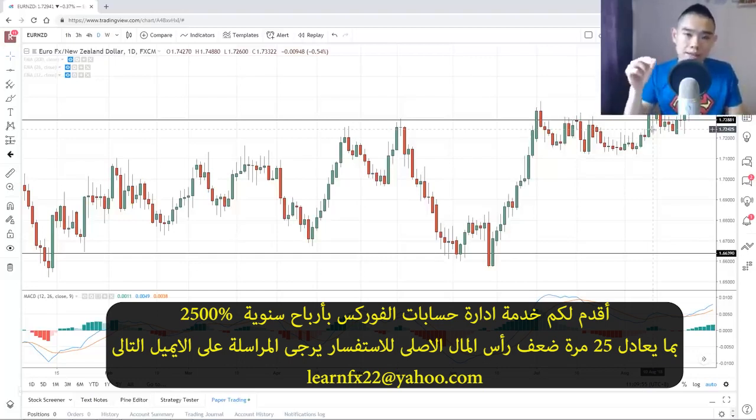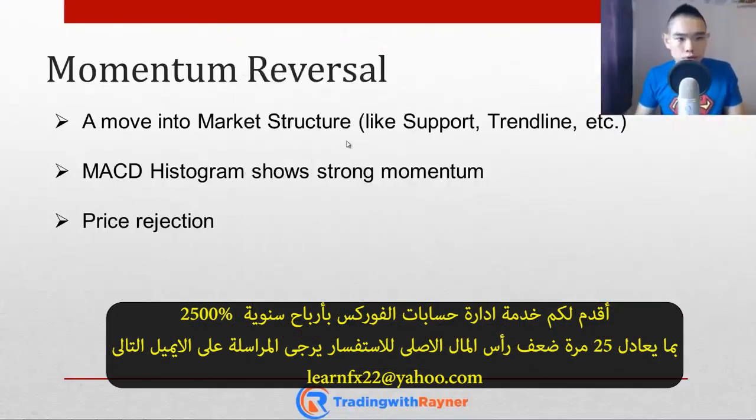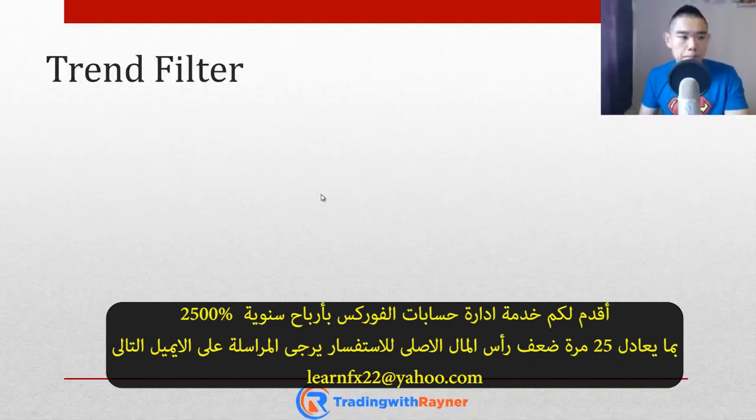But I hope you understand this concept that I'm trying to bring across. So let's move on. So again, a move into market structure. MACD histogram shows strong momentum, and then you look for a price rejection in the form of candlestick patterns like hammer, shooting star, etc. Number 2, trend filter.